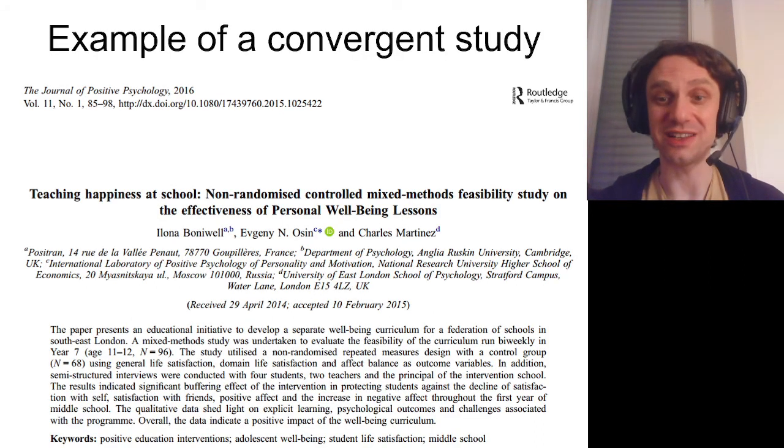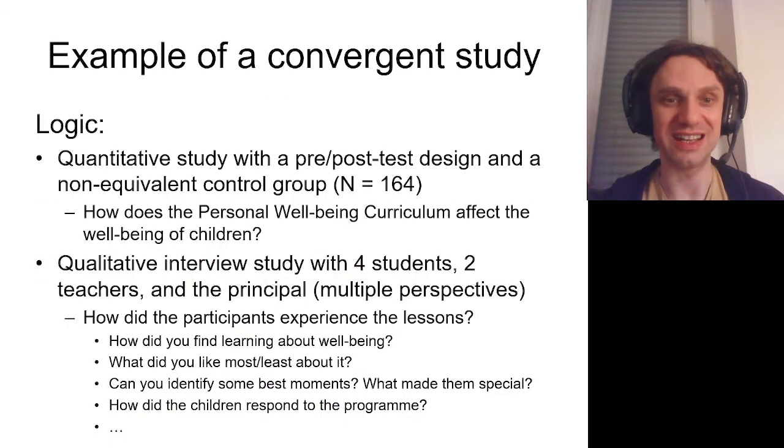One example of a convergent study comes from our paper with Ilona Boniwell and Charles Martinez, Teaching Happiness at School. And it was a study where we aimed to validate a new program which aims to improve well-being of children at school.